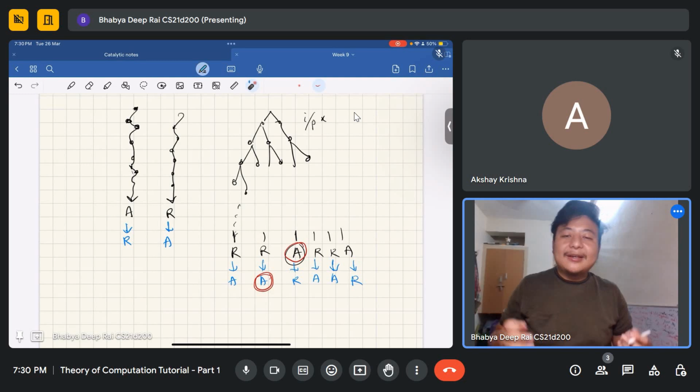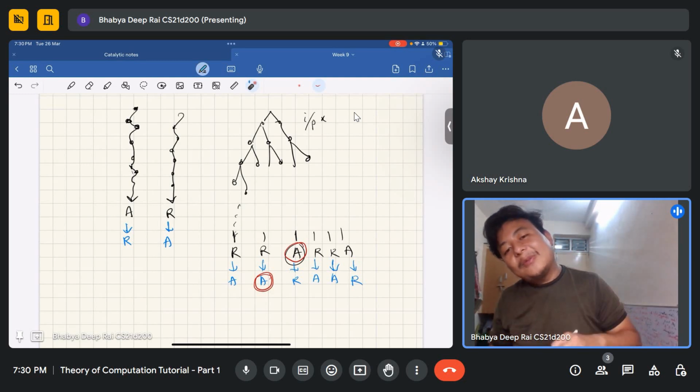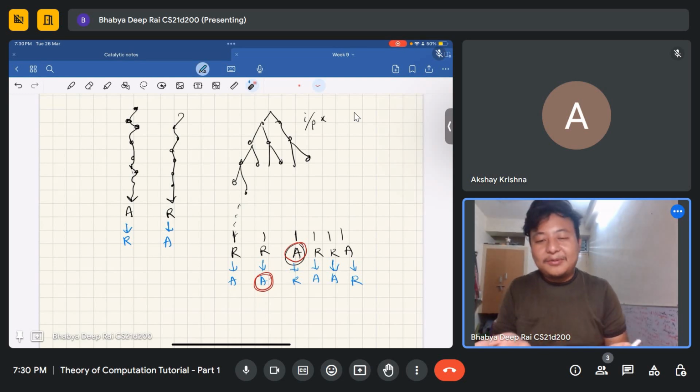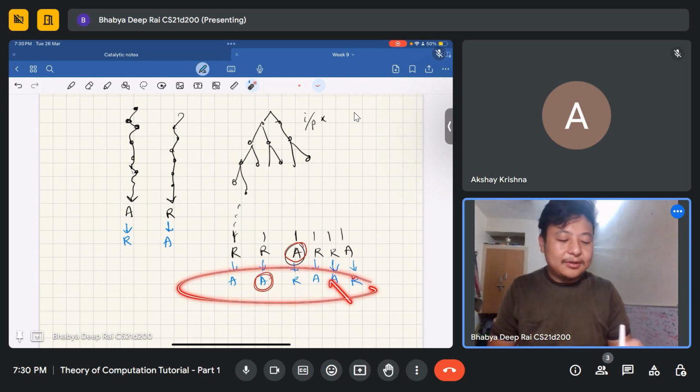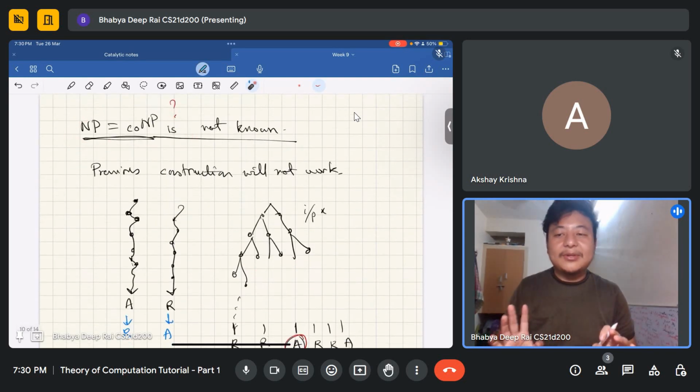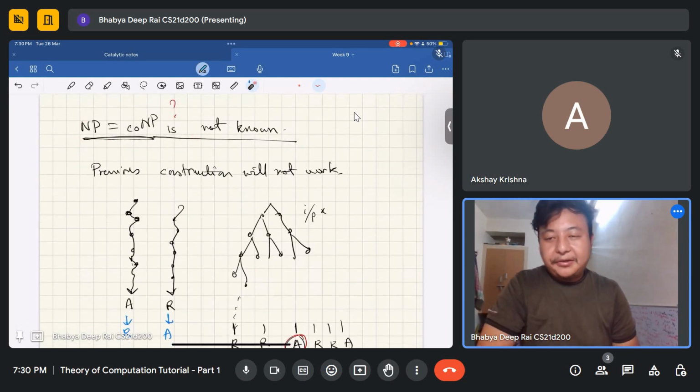But how can it be that an element belongs to the language and also to the complement of the language? There's a problem here, right? So this approach will not work. The previous approach will not work. That is why it is still not known whether NP is equal to co-NP.